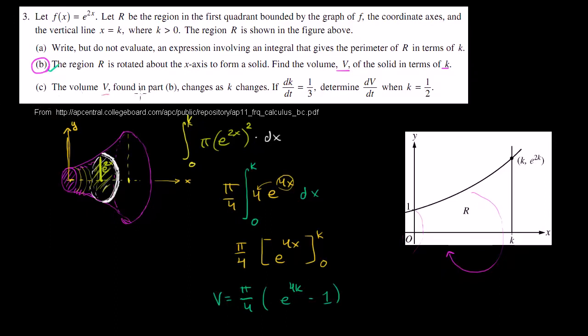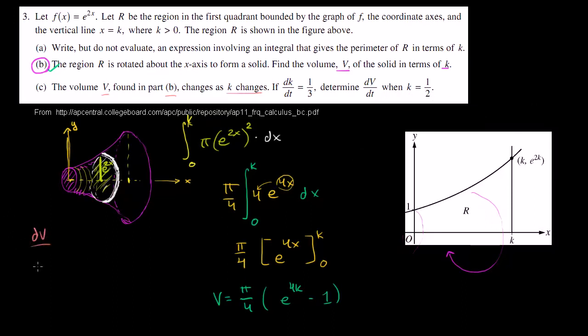The volume V found in part B changes as k changes. If dk/dt, the derivative of k with respect to t, is 1/3, determine the derivative of V with respect to t when k is equal to 1/2. So this is straight up from the chain rule. The chain rule will tell us, and if you view differentials as just very, very small numbers, it actually seems like a little bit of common sense.